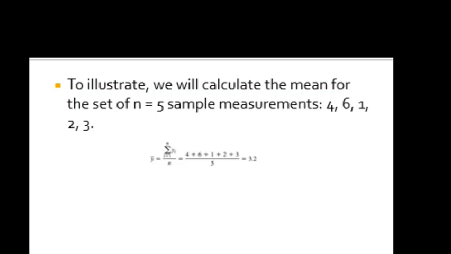Here's a quick example. Let's say we have a small data set with 5 measurements. Then the sample mean will be the sum of all observations divided by the number of observations. We add them up and divide by 5. That gives us 3.2 as the mean of this data set.